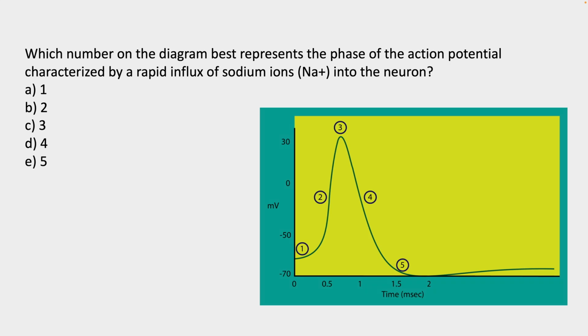Our first question says, which number on the diagram presented best represents the phase of the action potential characterized by a rapid influx of sodium ions into the neuron? Okay, to answer this question, it's important to have clear how action potentials are generated. Before we understand that, it's important to understand how the resting membrane potential is generated.